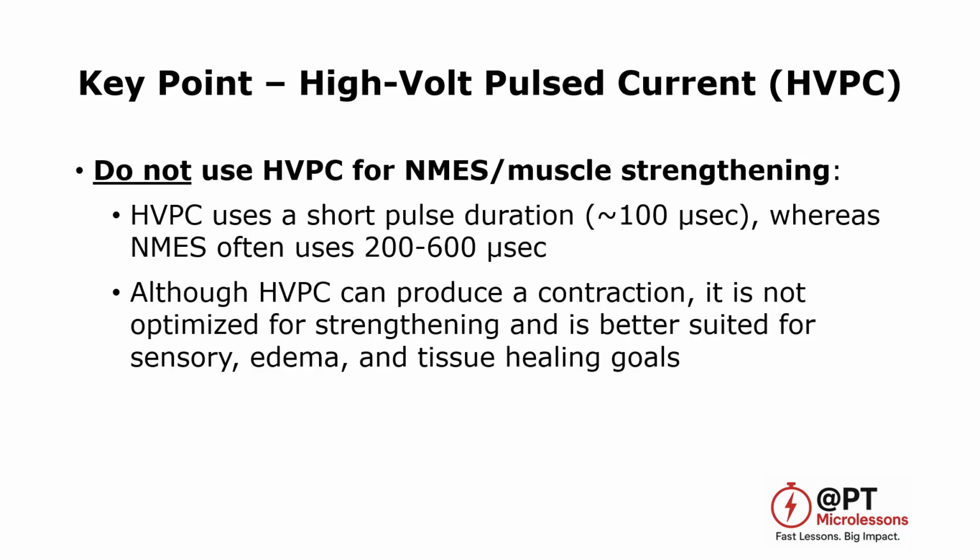In contrast, NMES commonly uses pulse durations between 200 and 600 microseconds, which more effectively recruits motor nerves and produces a stronger, more comfortable contraction. This is true whether the goal is muscle strengthening or simply creating a muscle pump to help reduce edema. As a result, high volt is better reserved for sensory level applications, such as edema management and tissue healing, rather than as the primary choice when a therapeutic muscle contraction is desired.